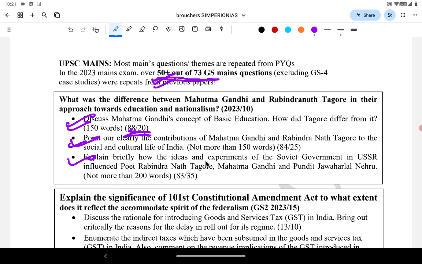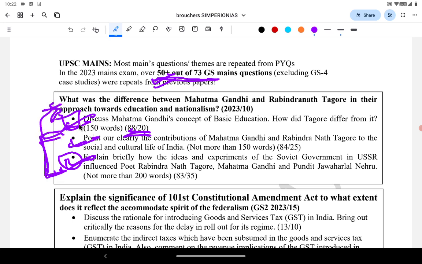Explain briefly how the idea and experiments of Soviet governments in the USSR influenced poet Rabindranath Tagore, Mahatma Gandhi, and Pandit Jawaharlal Nehru. Even in this, there are a few references to nationalism and also education. See, this is a kind of direct repetition. These two, in some format or other, have a relation with this particular question.